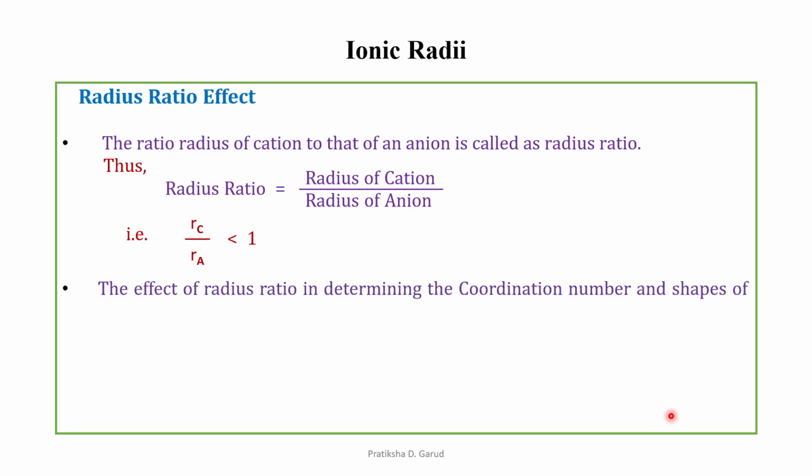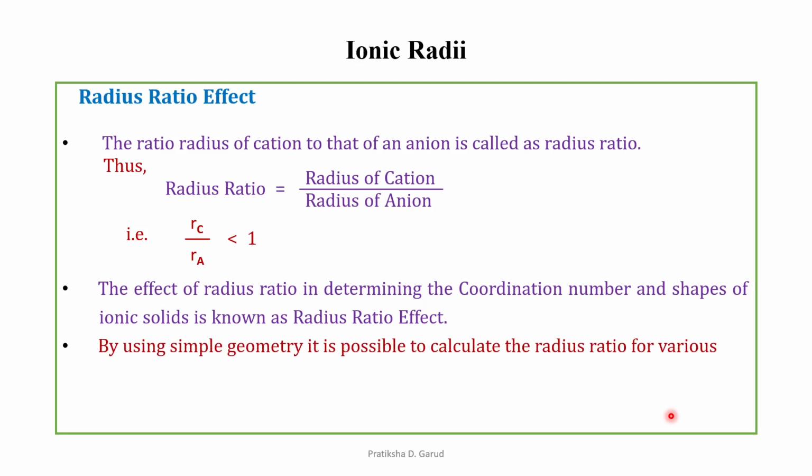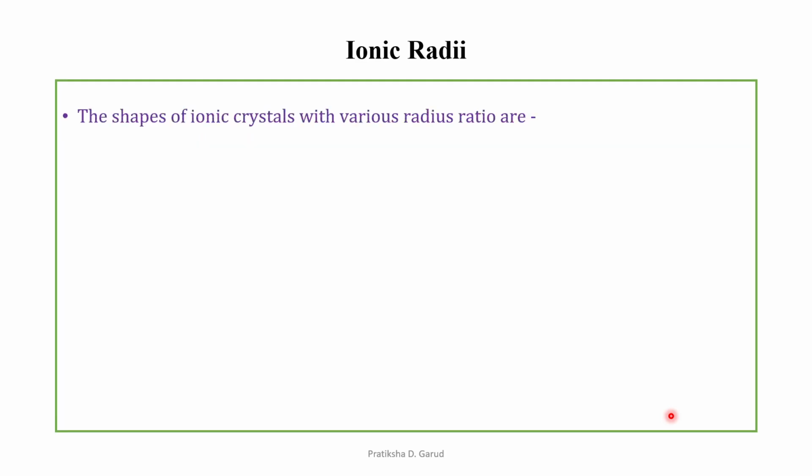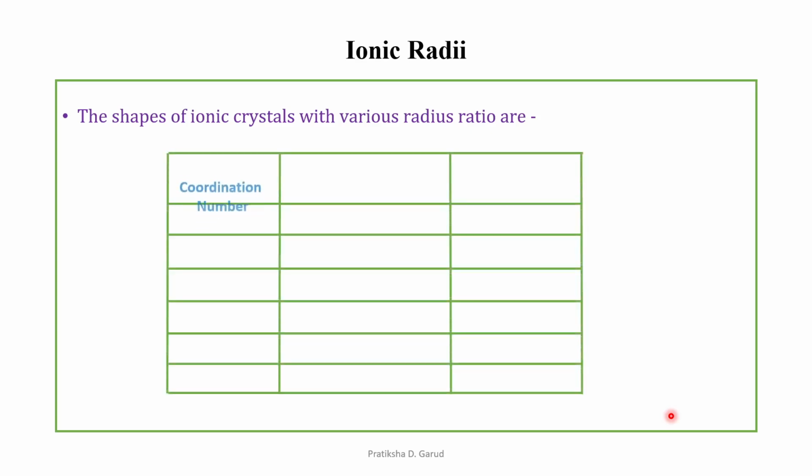The effect of radius ratio in determining the coordination number and shape of an ionic solid is known as the radius ratio effect. So by using this radius ratio, we can determine the coordination number as well as the shape of the ionic solid. By using simple geometry, it is also possible to calculate the radius ratio for various coordination numbers. So let us see the shapes of ionic crystals with the radius ratio. We have one table, in which we have the coordination number, radius ratio, that is RC upon RA, and the shape of the crystal.